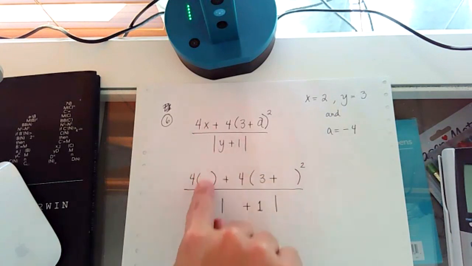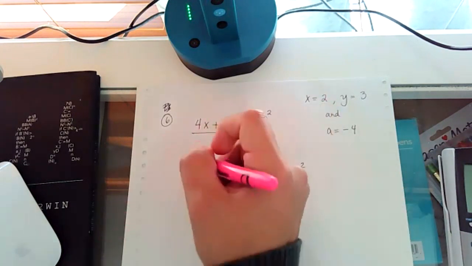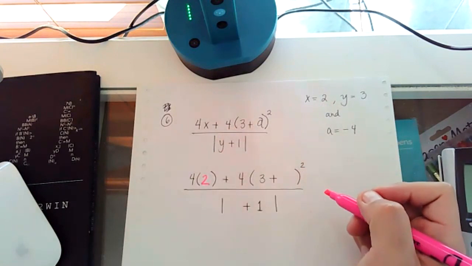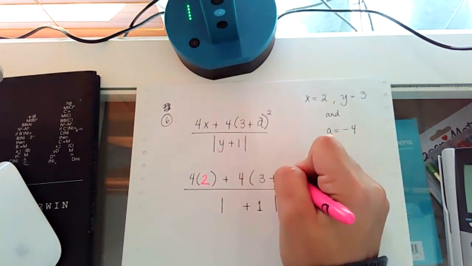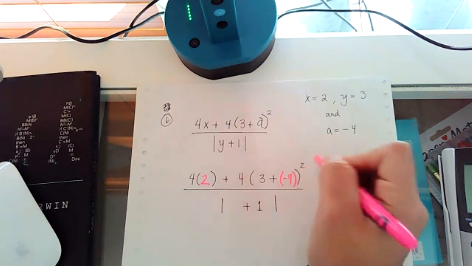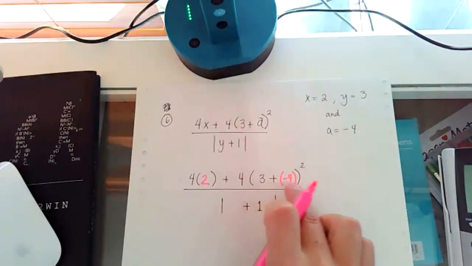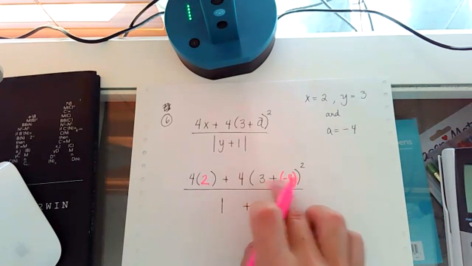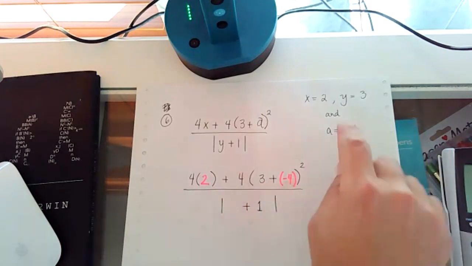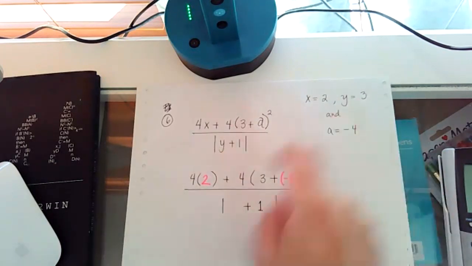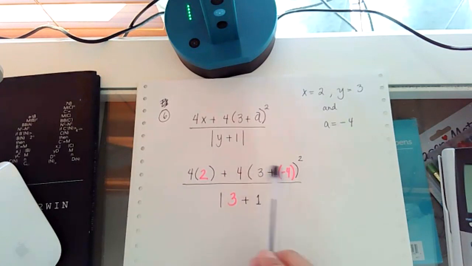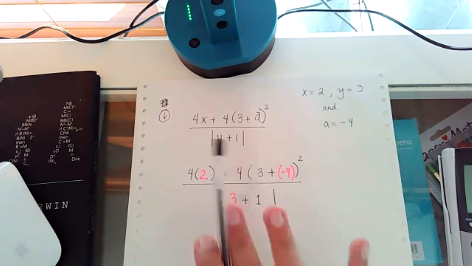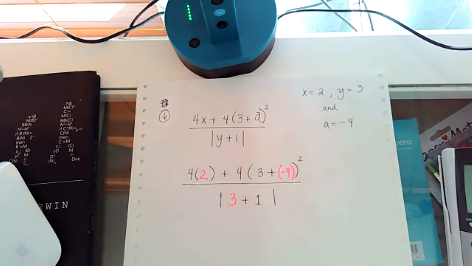So I have an x here, and x is 2. 3 plus a is equal to, well, I'm going to put -4 here in parentheses just so that I don't stack those operations on top of each other. Then y is 3, so I'm going to put the 3 here. Now, if you wanted to, you could rewrite this on the inside of the parentheses as 3 minus 4. It'd be a lot simpler.